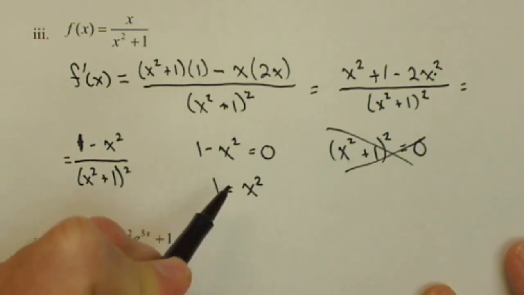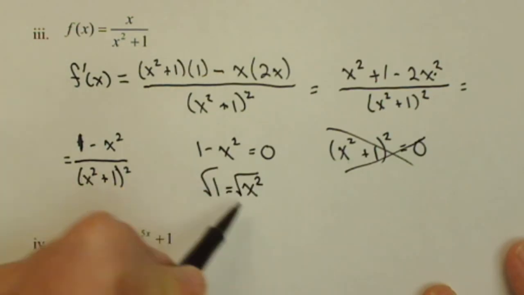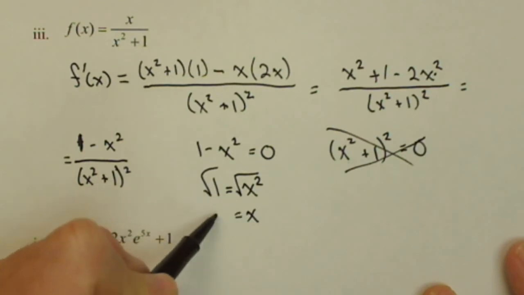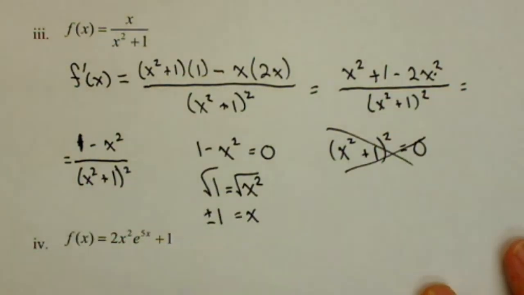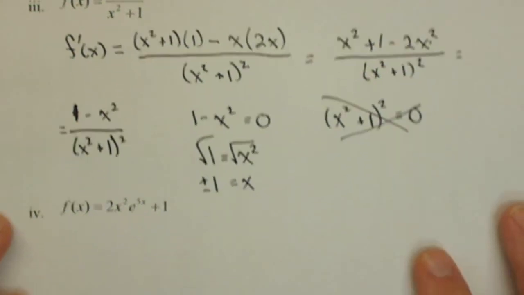We have 1 equals x squared. We'll square root both sides, and we do have 2 critical points because we have to account for the positive and negative. So there's the 2 critical points for that function.